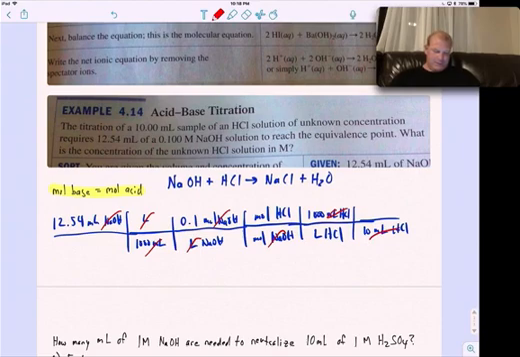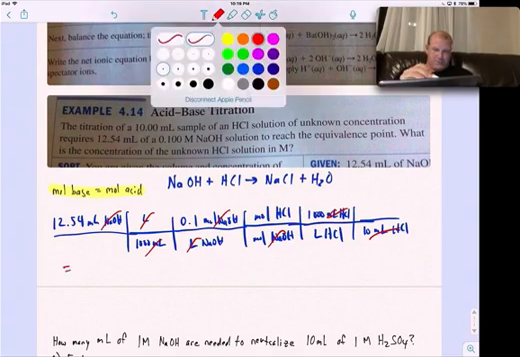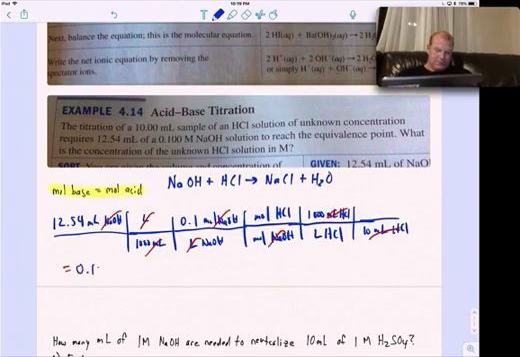that means we would have 12.54 times 0.1 divided by 10. So 12.54 times 0.1 divided by 10. And 0.1254. How many sig figs do we have? 3. So 0.125 equals 0.125 molar HCl. Okay, so that's one way to do it.